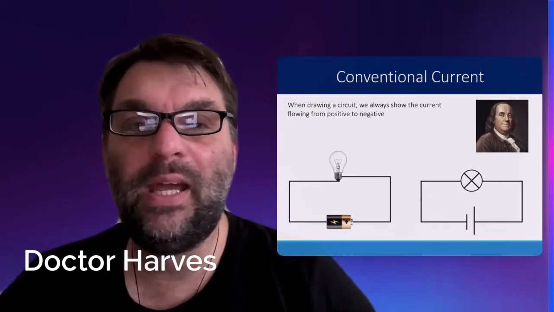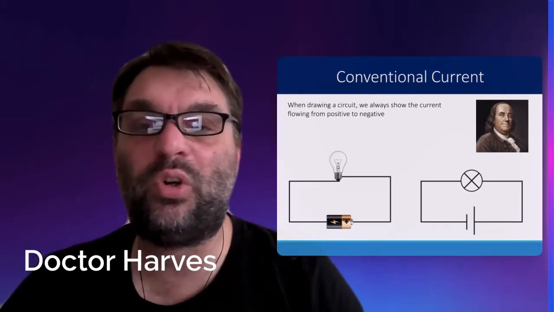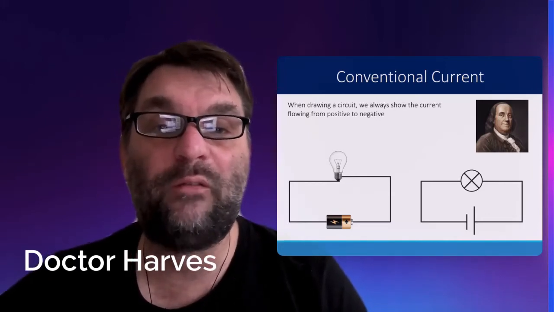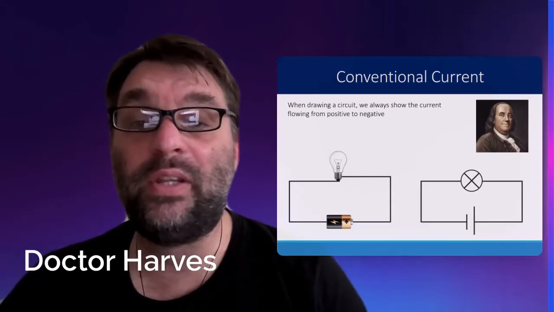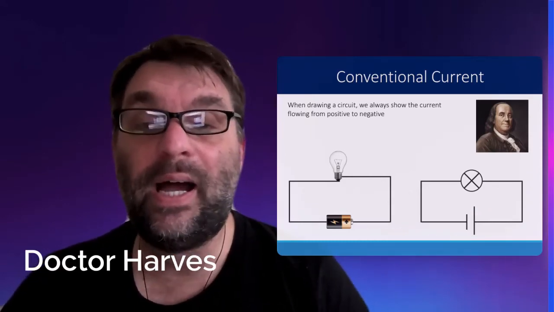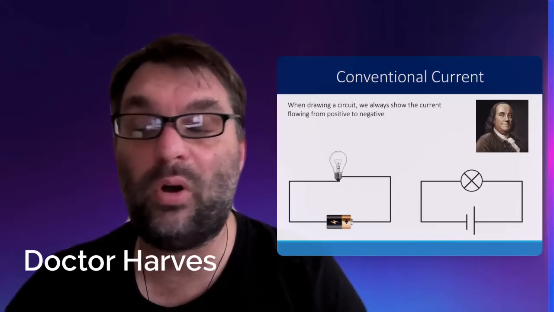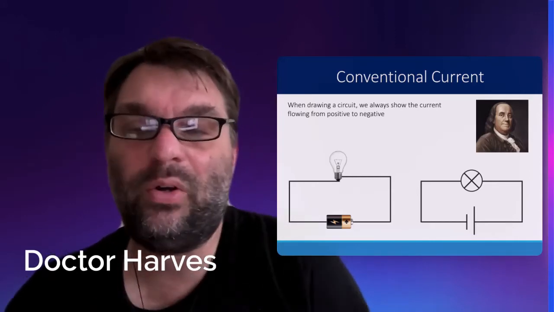And then finally, current is actually kind of counterintuitive, the direction. Okay, so when you're drawing a circuit, we always show the current flowing from positive to negative. So Benjamin Franklin here thought that the charge carrier was positive, so that means that it flows from positive to negative. That's known as conventional current, and it's the current we use.